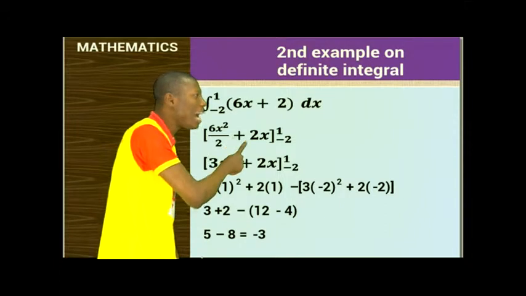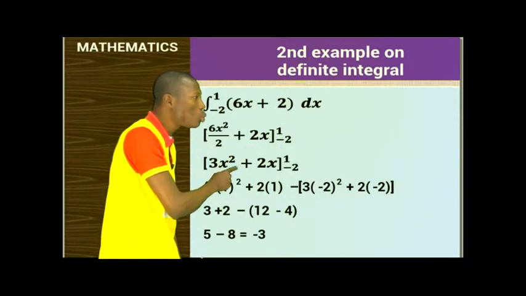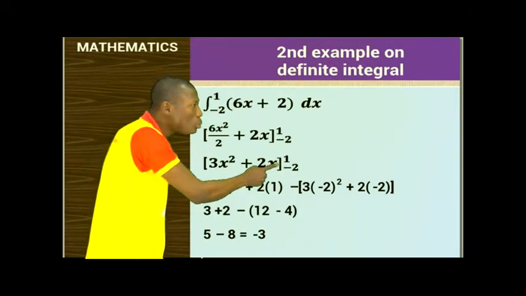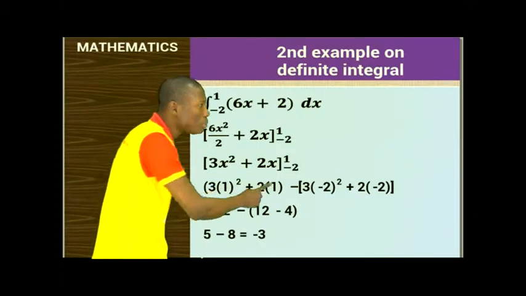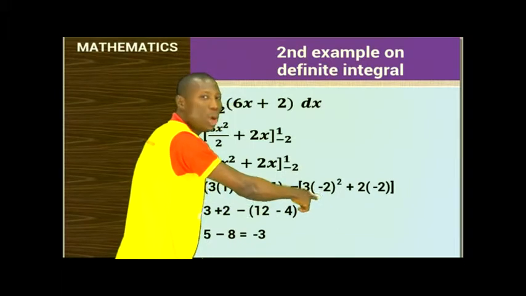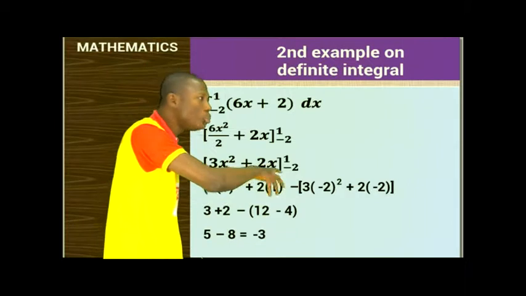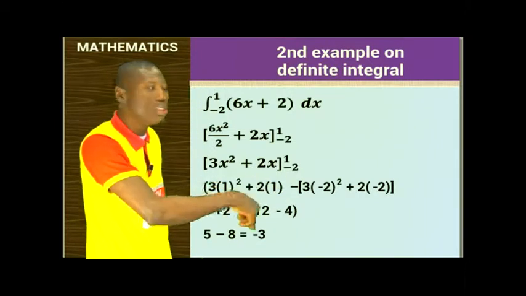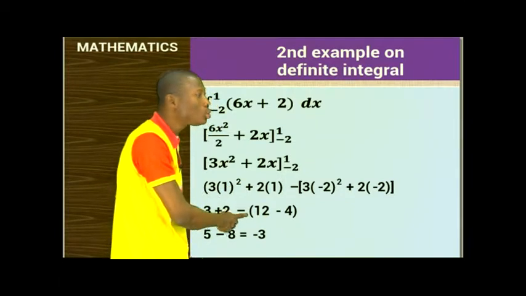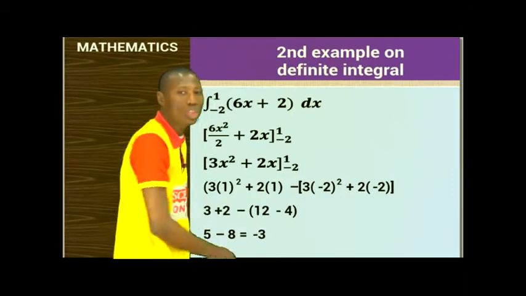Then I've integrated, I have this one, I have 1, I have minus 2. Then in this place, I have 3x squared plus 2x, I have 1 here, I have minus 2 here. Then in this place, I substituted the 1 inside. You have another bracket here, minus, then I substituted minus 2 inside this place. Whenever you are substituting a negative value, be very careful so that the negative doesn't nullify the correct answer. So at the end I have 3 plus 2 minus 12 minus 4, which is equal to 8, then 5 minus 8. So the answer for this one is minus 3.